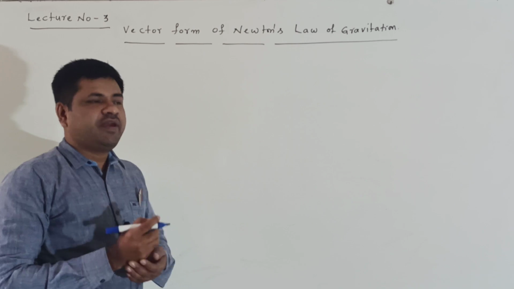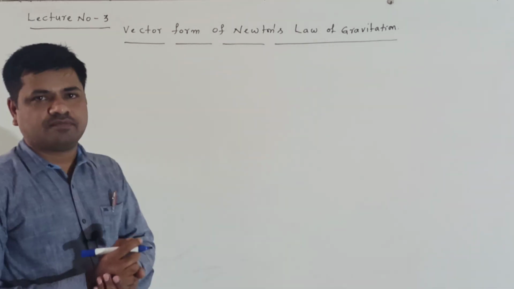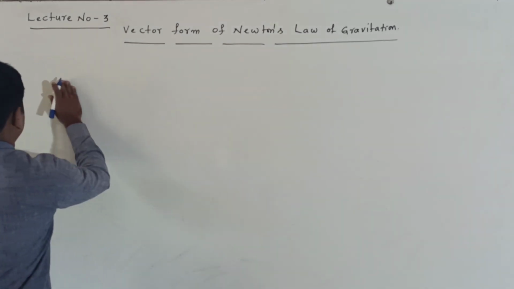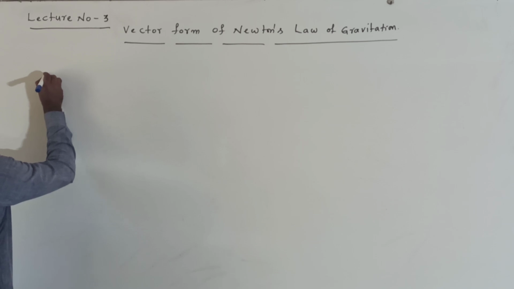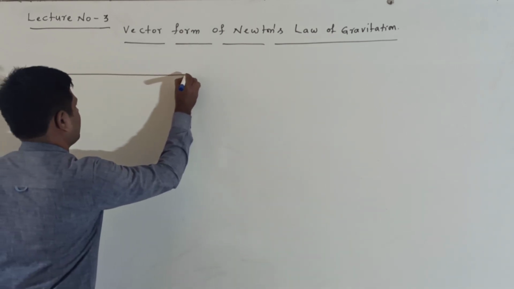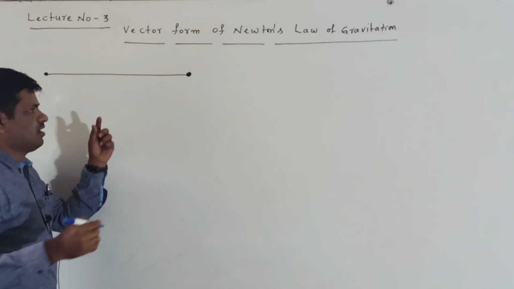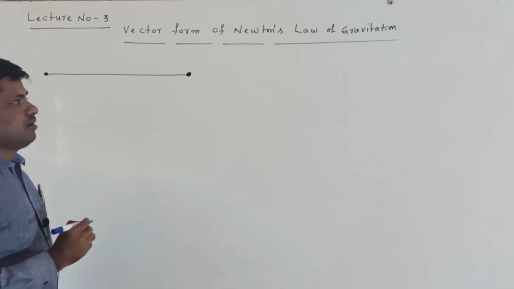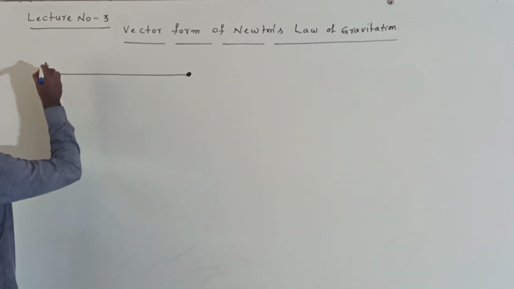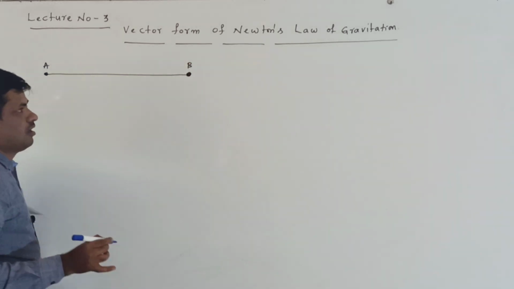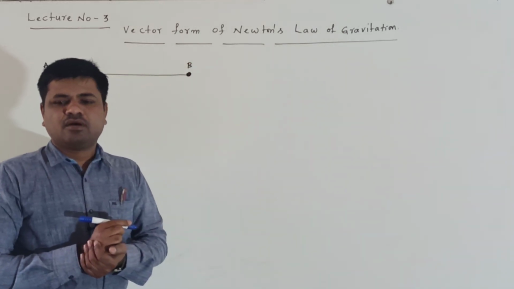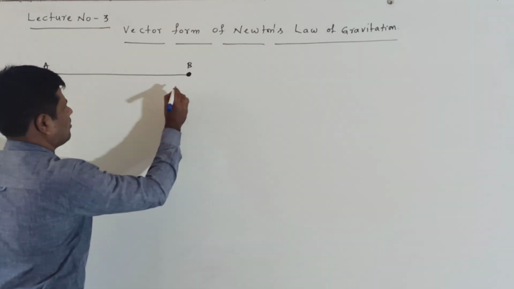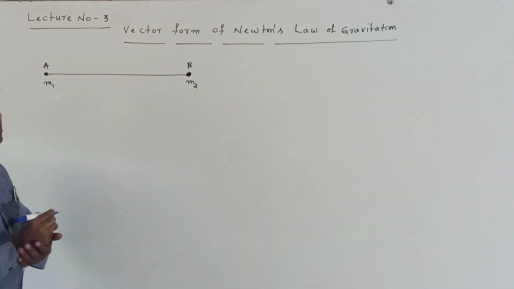Here we consider two bodies, A and B, having masses m1 and m2. I can draw a big one also. Here I am taking small masses. The two bodies are A and B, and their masses are m1 and m2.